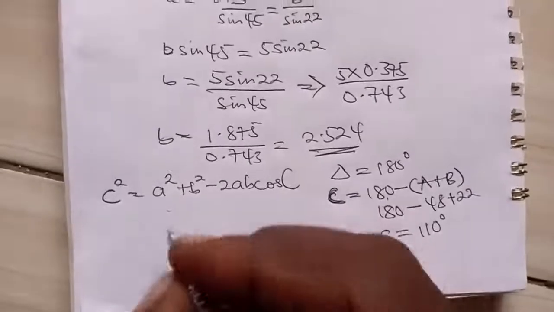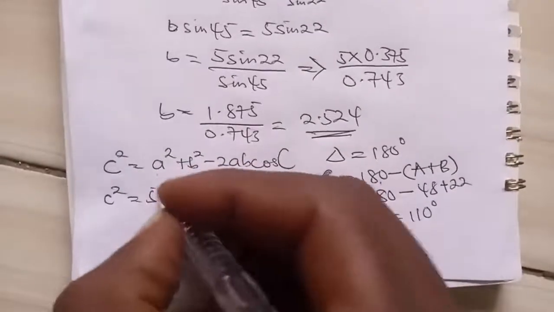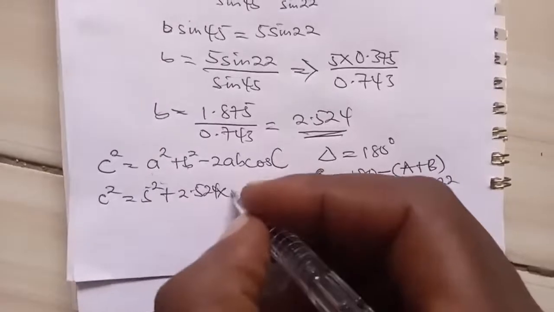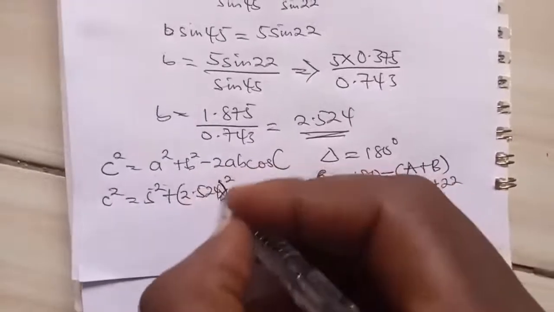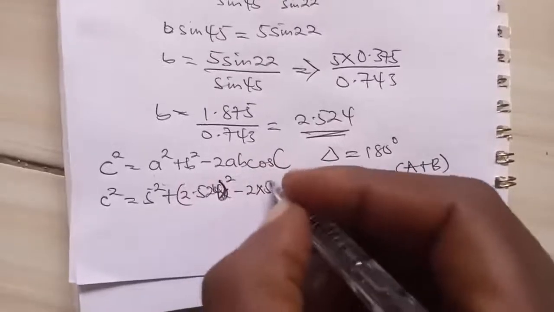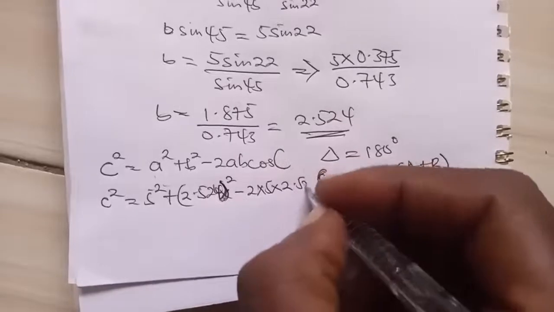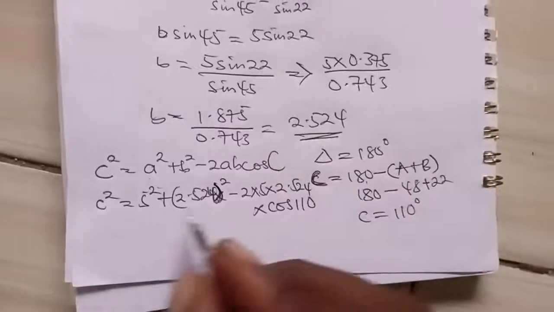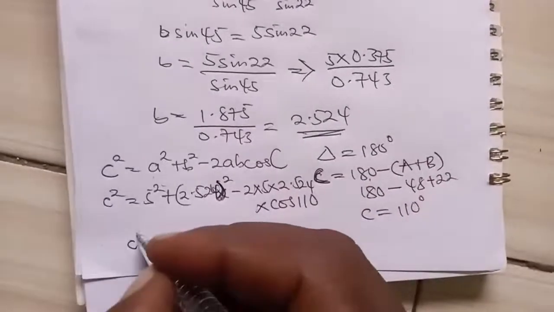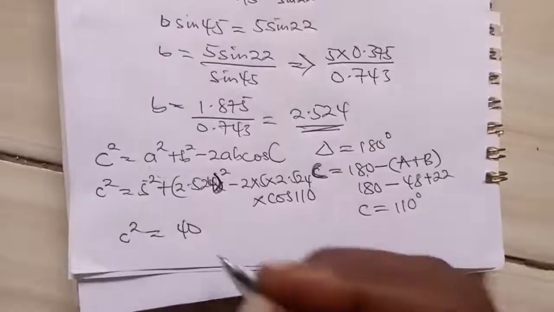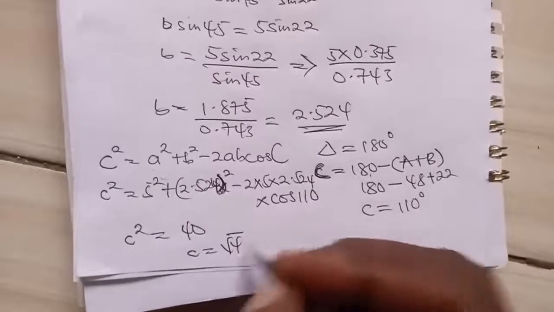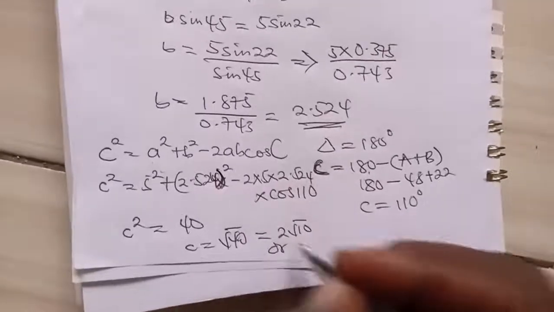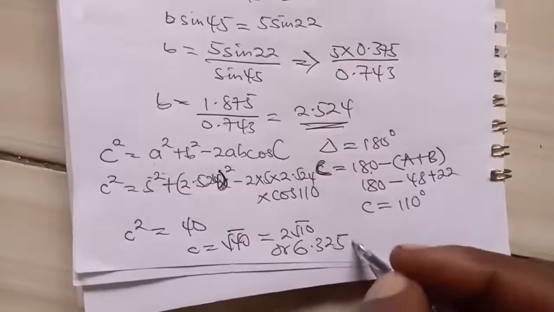So now we come back here and say that c squared is equal to 5 squared plus b, which is 2.524, squared, minus 2 times a, which is 5, times b, which is 2.524, times cos C, that's cos 110. If we multiply all of them through, we have that small c squared will be equal to 40. And because of that, c alone is root 40, which will give us about 2 root 10, or we say it is 6.32, approximately.